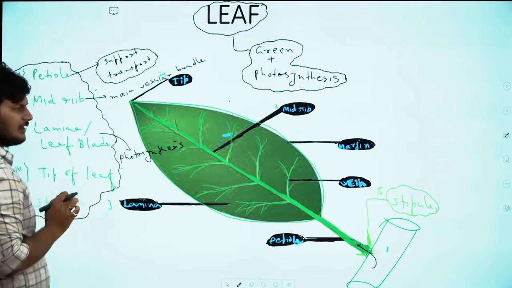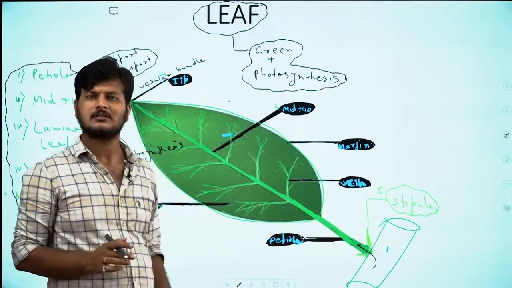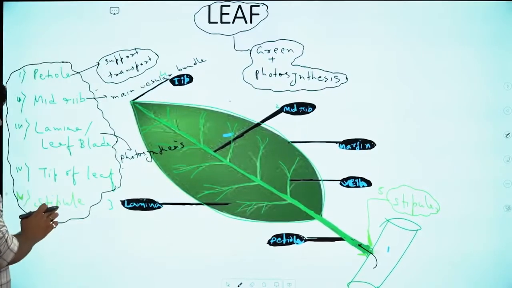Okay, next, the tip of the leaf. This is the tip of the leaf, and sometimes it gets modified to form a special type of structure. We will discuss it later. And the last one is the stipule.